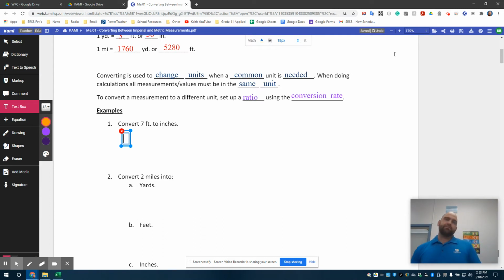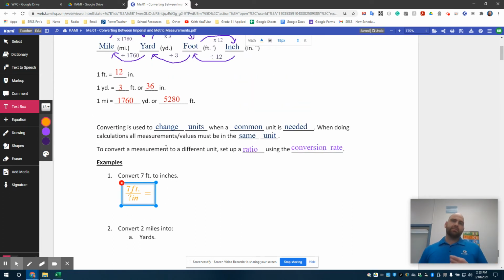So to convert 7 feet into inches, the first thing we're going to do is set up two fractions. The first fraction is going to have number of feet and number of inches, and these need to be equal. We don't know how many inches it is yet, but we do know how many feet. So we're going to do 7 feet on top, and then a question mark inches. We're going to start off with the number of feet and the unknown value in inches right there.